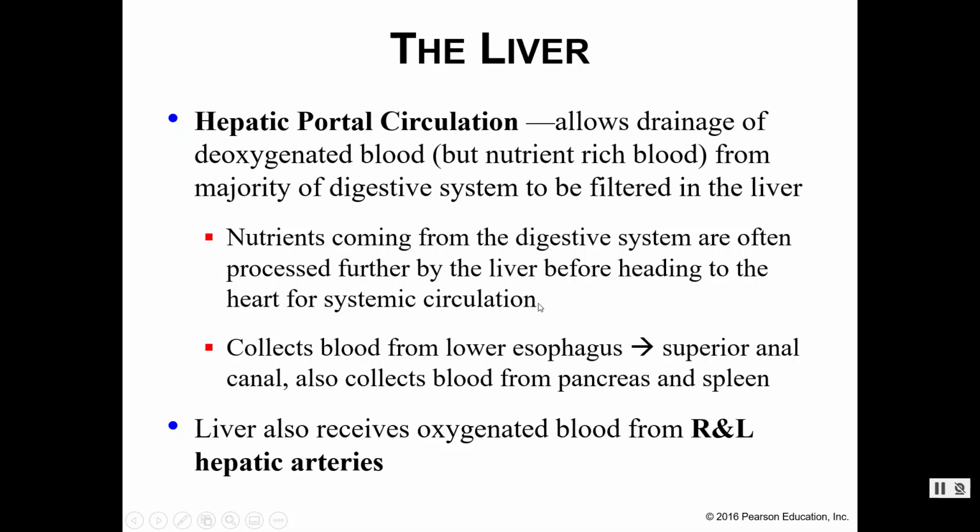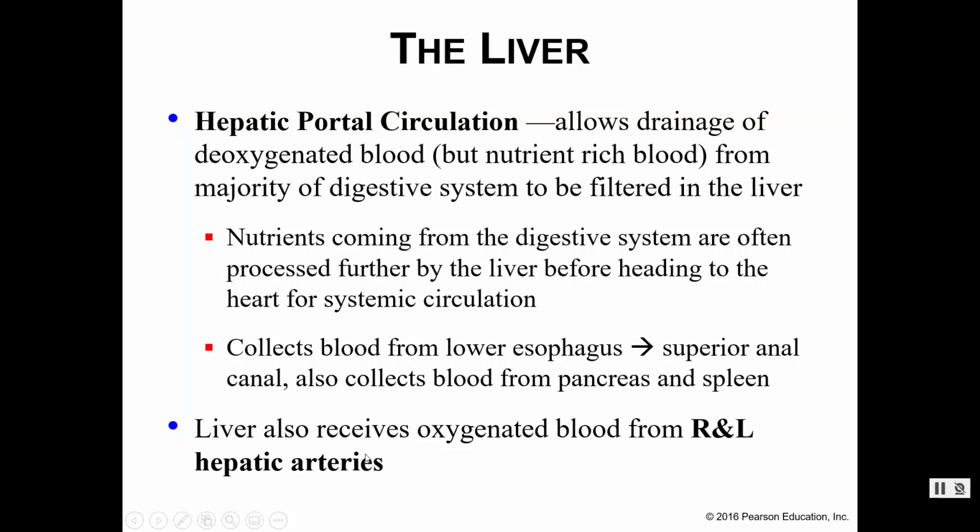Okay, so your hepatic portal system is going to drain blood from your lower esophagus all the way down to your superior anal canal. And we're going to also include the pancreas and the spleen. That's a lot of blood, y'all. Okay, a lot of blood. And remember, this is all deoxygenated blood. Now we also have to give the liver oxygenated blood, so we have right and left hepatic arteries as well.